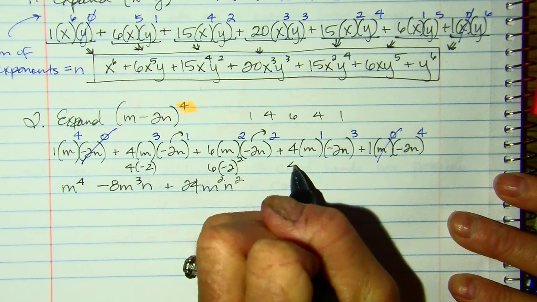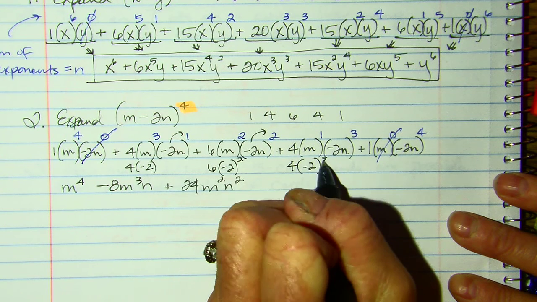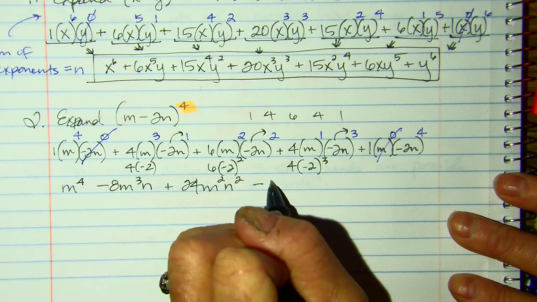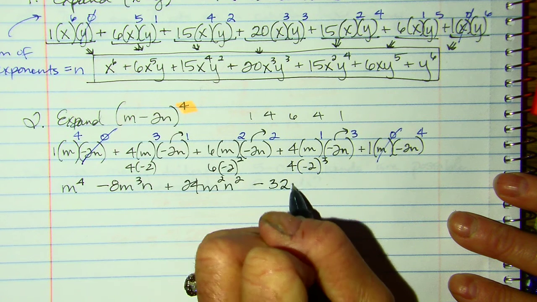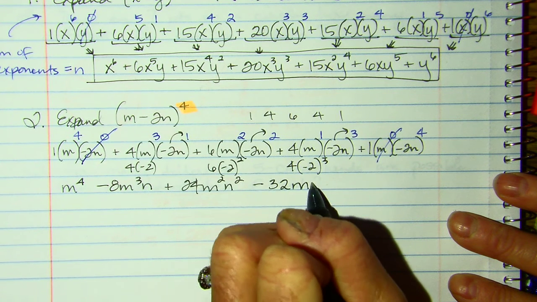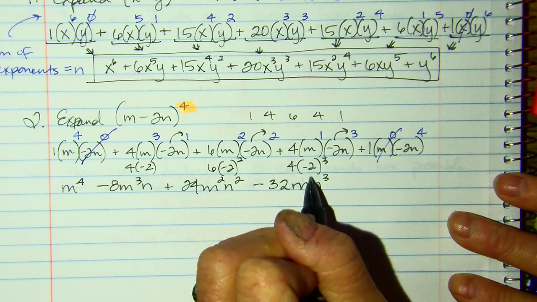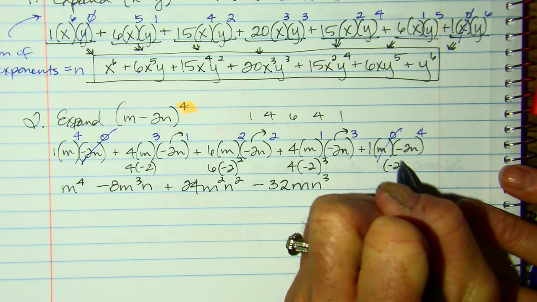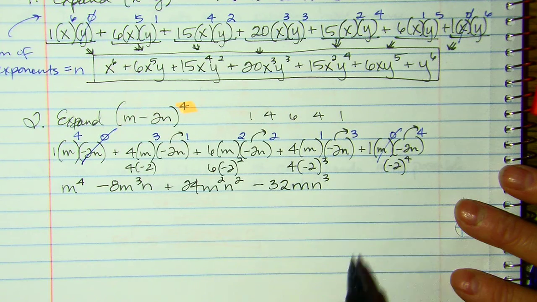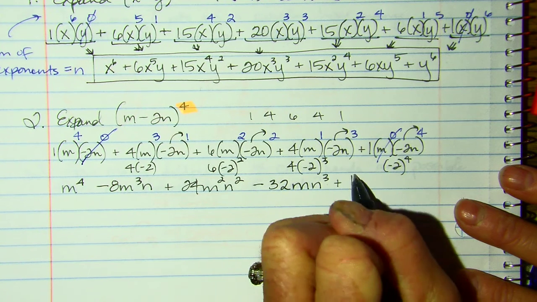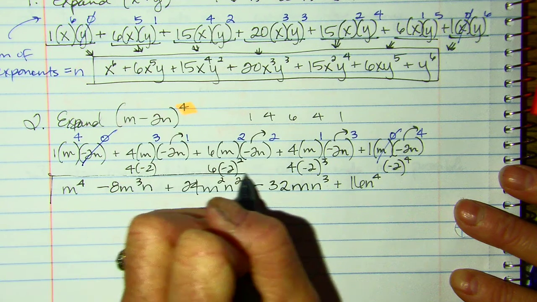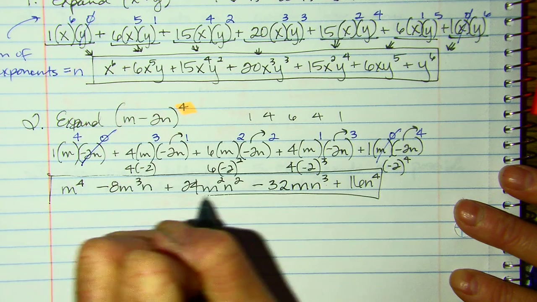This next one is 4 times negative 2 to the 3rd. Negative 2 to the 3rd is negative 8. So negative 8 times 4 is negative 32m, and then n cubed, right? Because this is a 1, and 1 plus 3 is 4. Last, this is a negative 2 to the 4th, so that gives me a positive 16n to the 4th. And this, my friends, is our answer.